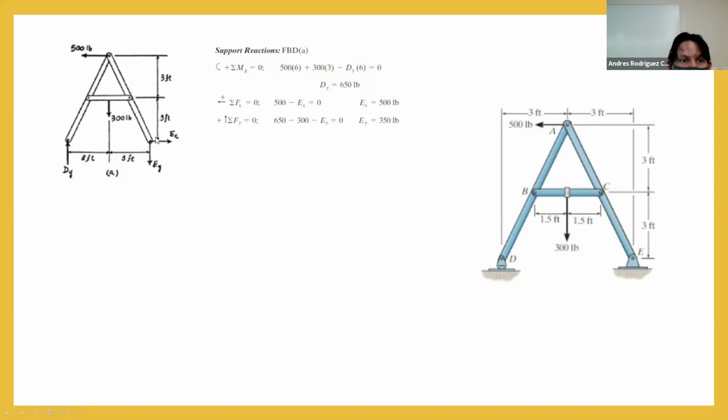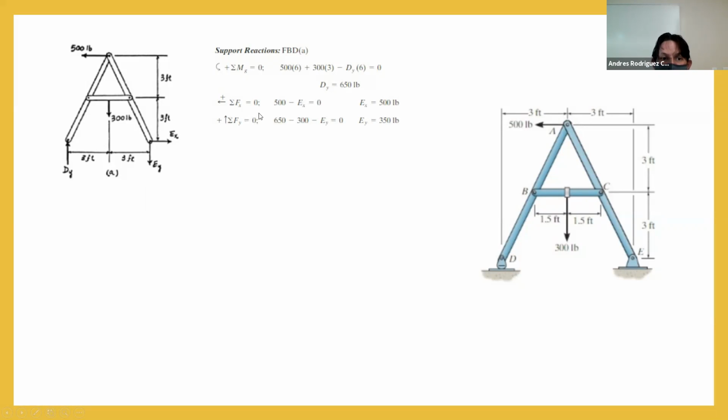considering a moment in E. So we are going to do summation of moment. This is not G, this is E. So we are going to do summation of moment in this point. And with that summation of moments, we are going to have a load here multiplied by the distance, that is this one here. We're going to have a load here multiplied by the distance, that is here, right? And we are going to have the reaction in D, in the D point, multiplied by the distance that is here. So doing all of this computation, we're going to obtain that Dy is going to be equal to 650 pounds.